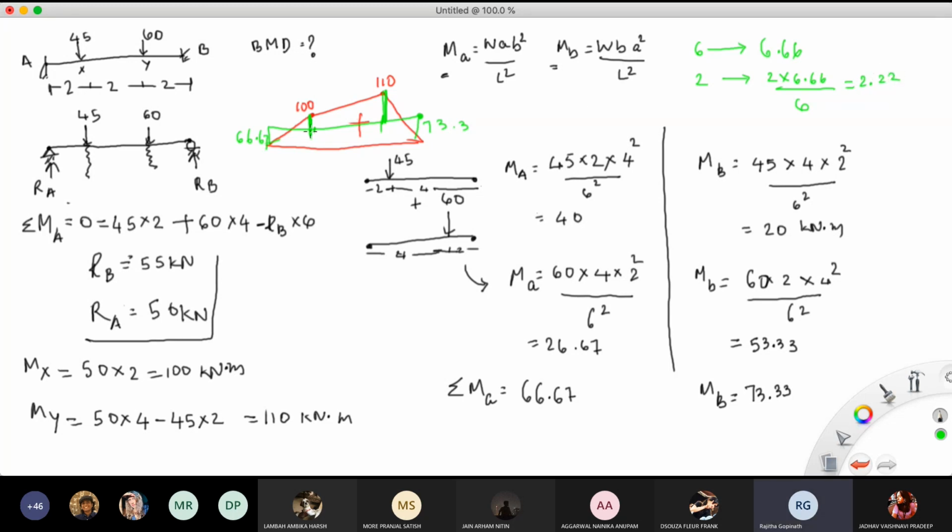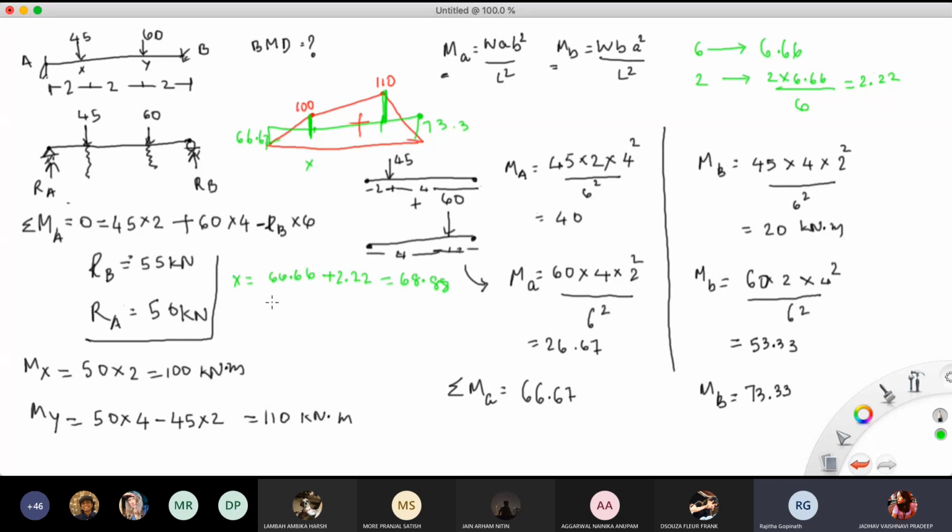So यहाँ पे this whole entire distance is going to be 66.66. So at x, let me just write here. At x, the total negative moment is going to be 66.66 plus 2.22, so that is going to be 68.88.